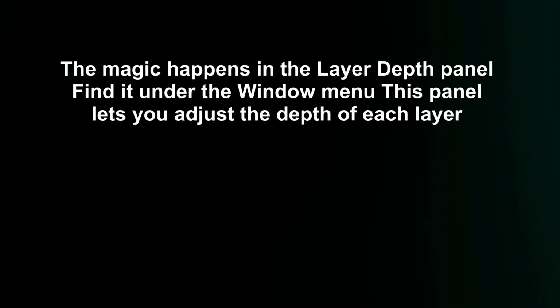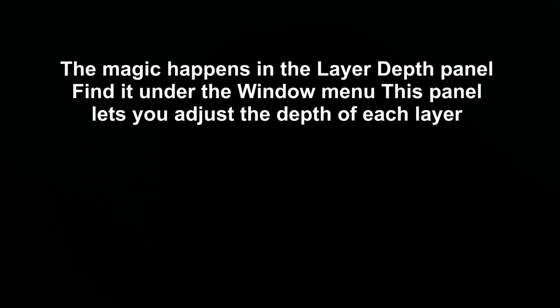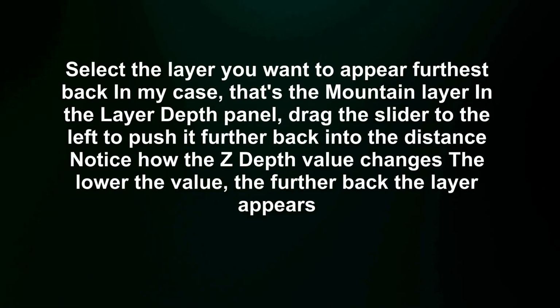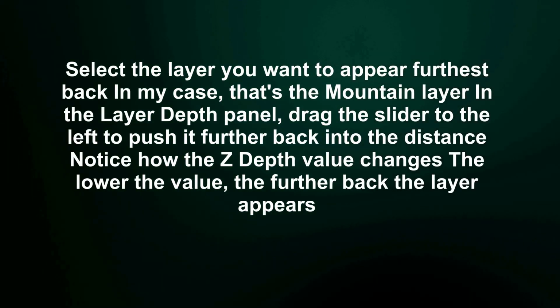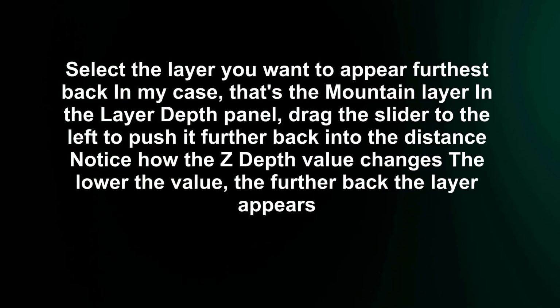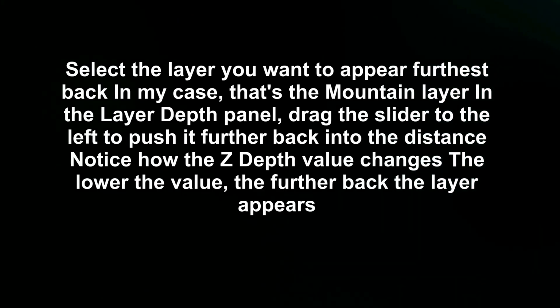The magic happens in the Layer Depth panel. Find it under the Window menu. This panel lets you adjust the depth of each layer. Select the layer you want to appear furthest back. In my case, that's the mountain layer in the Layer Depth panel. Drag the slider to the left to push it further back into the distance.